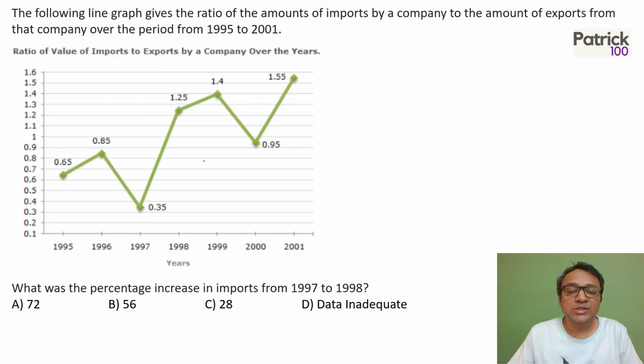Percentage increase in imports from '97 to '98. Now we don't have any value given to you. We only have the ratio for each year. Since we don't have any value, the answer is data inadequate, because we don't have a specific value for how much the imports are in '97, how much the imports are in '98, right? So if no information is given about the exact value, and we can't take data from the previous question itself, the data is inadequate.